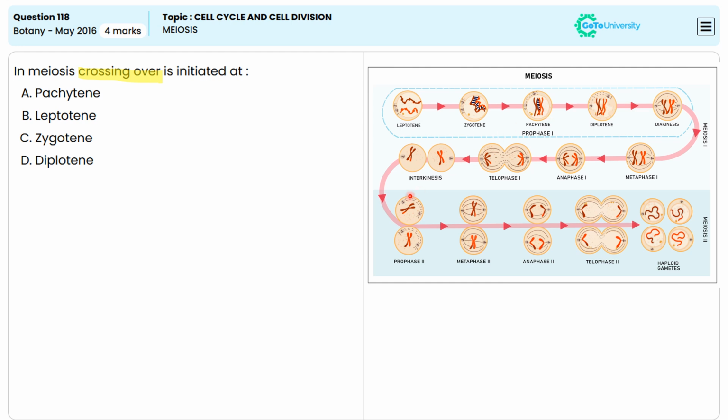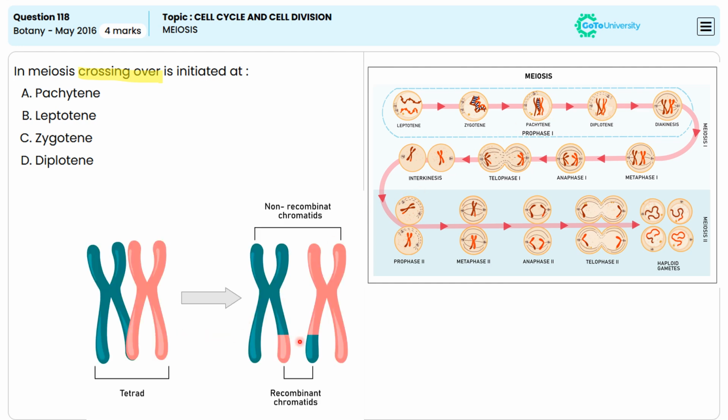During this stage, the crossing over takes place where the homologous chromosomes exchange genetic material, and this increases the genetic diversity. So the chromosomes are fully paired as bivalents or tetrads, and the synaptonemal complex holds them together. So this stage is key for the genetic recombination. So the answer is option A, Pachytene.